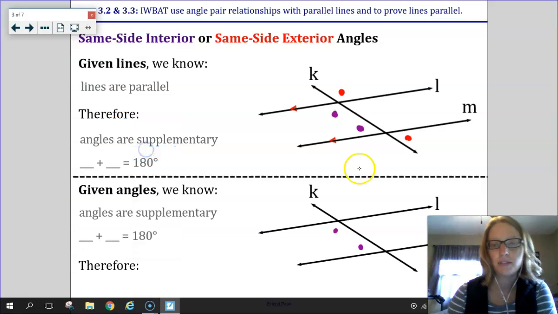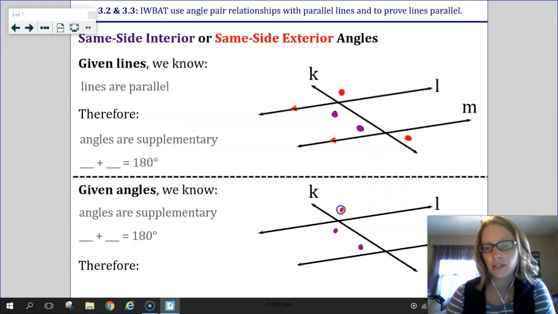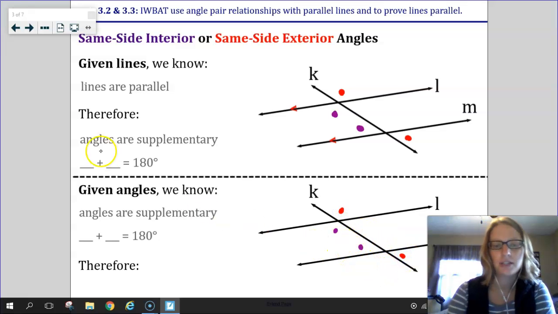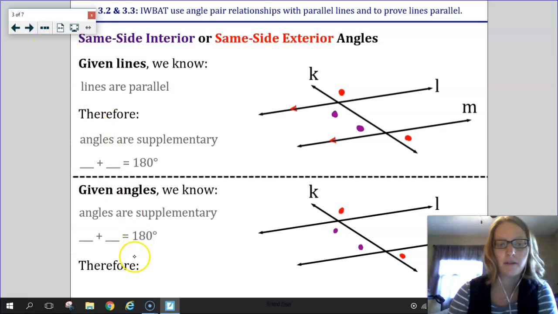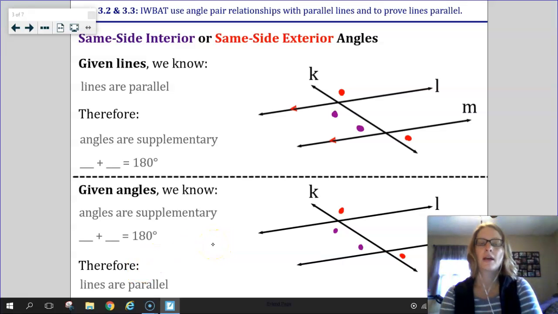Or looking at a pair of same side exterior angles, if I knew these same side exterior angles added up to 180, then I could decide L and M must in fact be parallel to one another. So we're going to look at a couple different relationships and examples of how we prove this.